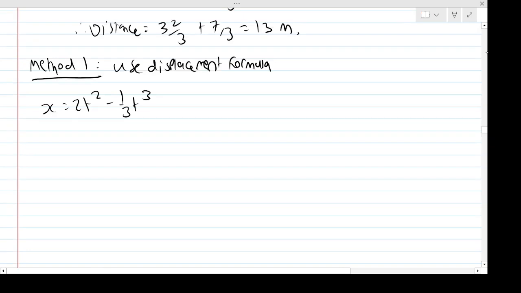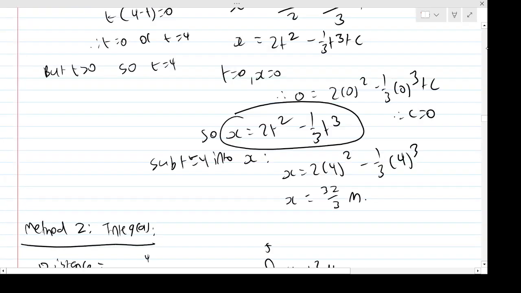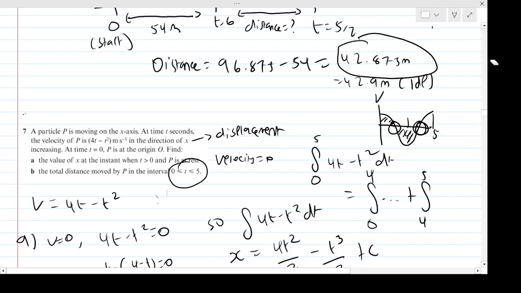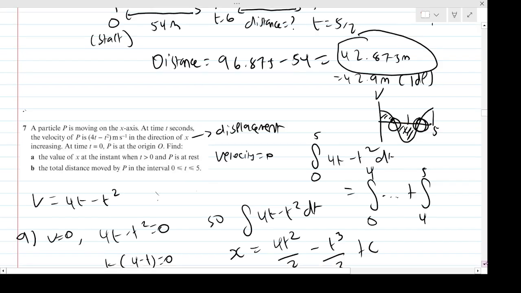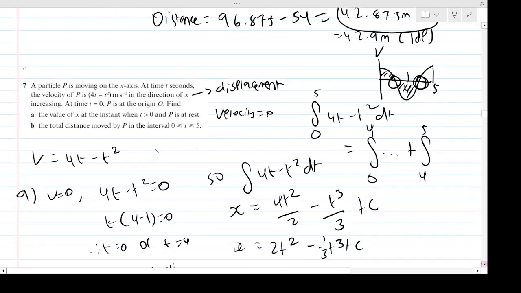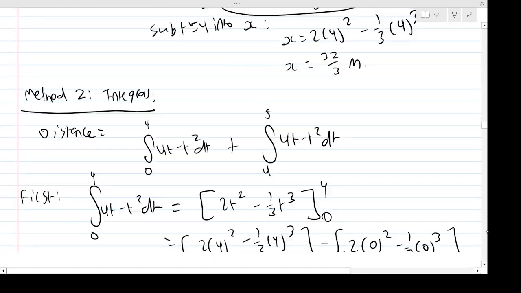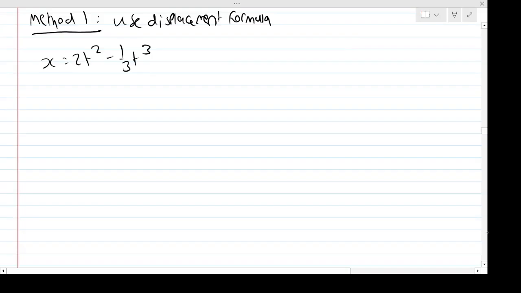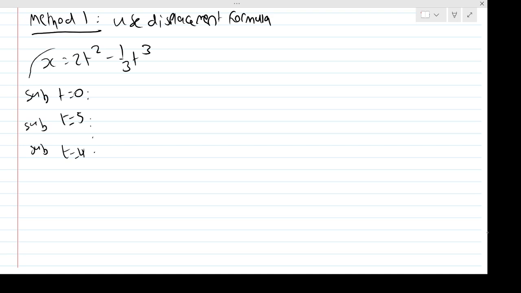So again, if we want the distance between 0 and 5, it's the same idea. We're going to need to split this up into the times when it comes to rest. So when v is 0, it's at t equals 0 and t equals 4. So firstly, we're going to need to sub the endpoints in, t equals 0 and t equals 5, but also t equals 4 as well, because that is when the velocity is 0. So if we do all of this, it's just a substitution exercise.